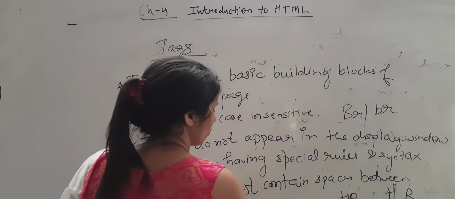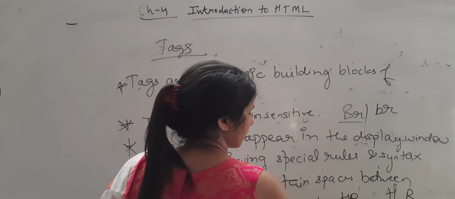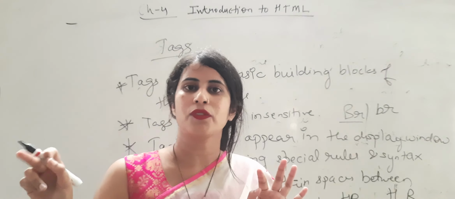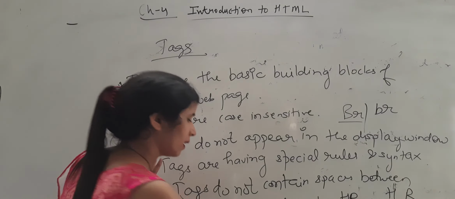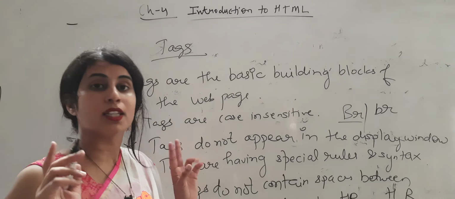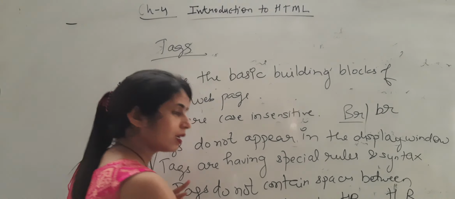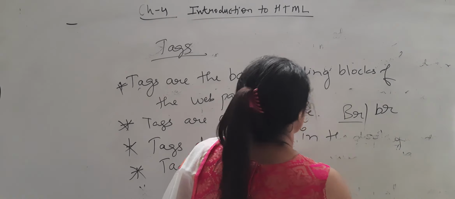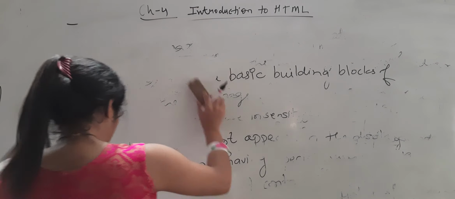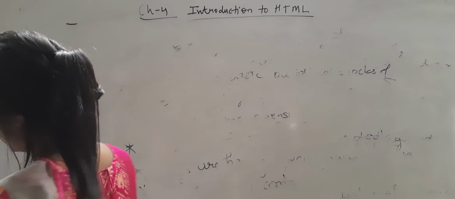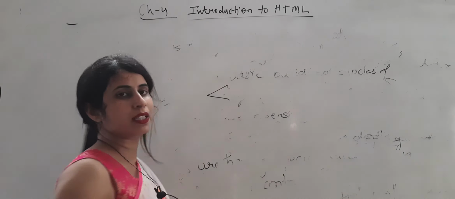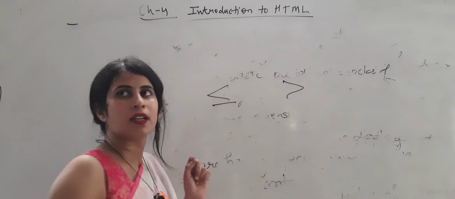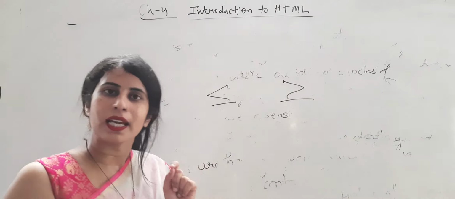And next is it uses angular brackets. We know what an angle is: angle 30 degree, angle 90 degree. So we use some angular brackets. I think it is not visible to you, so I am writing it upside. A tag starts with this angular bracket and it ends with this angular bracket: open angular bracket and close angular bracket.